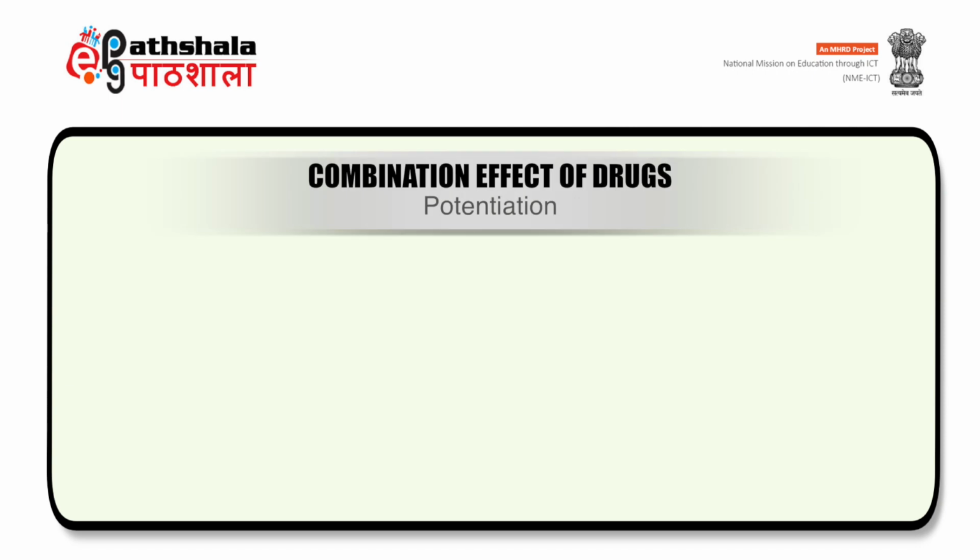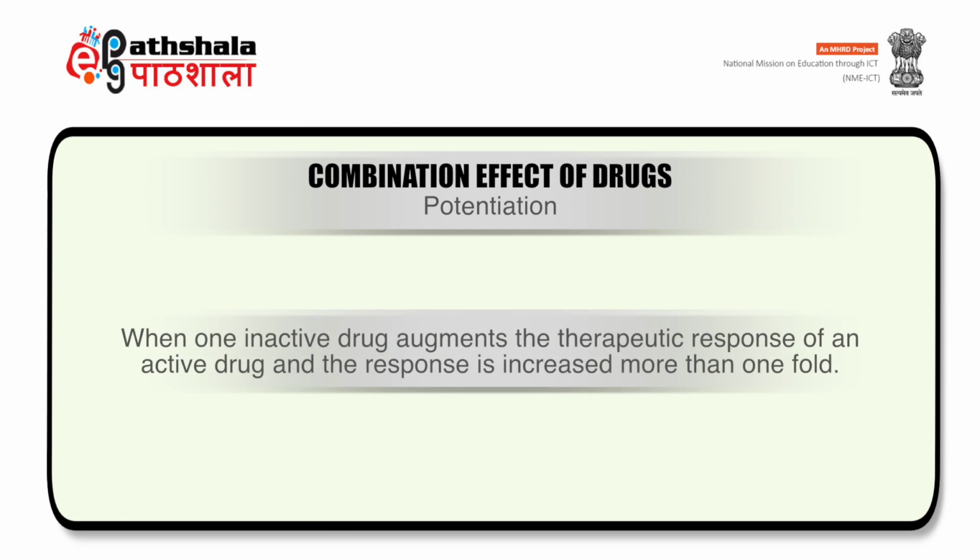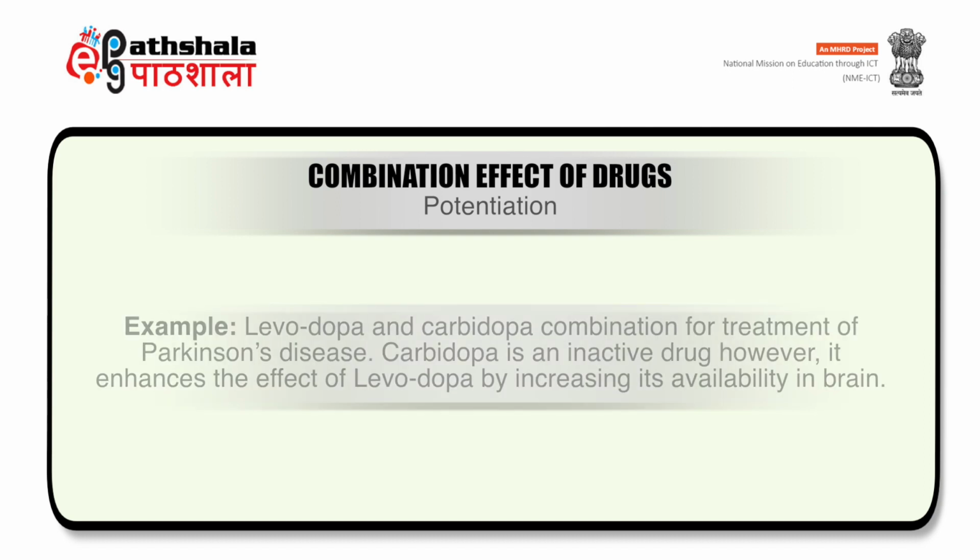Similarly, there is another term called potentiation. Potentiation is when one inactive drug augments the therapeutic response of an active drug and the response is increased more than one-fold. For example, the levodopa and carbidopa combination for treatment of Parkinson's disease. Carbidopa is an inactive drug; however, it enhances the effect of levodopa by increasing its availability in the brain. So this was the example of potentiation, how a drug potentiates another drug's therapeutic activity.